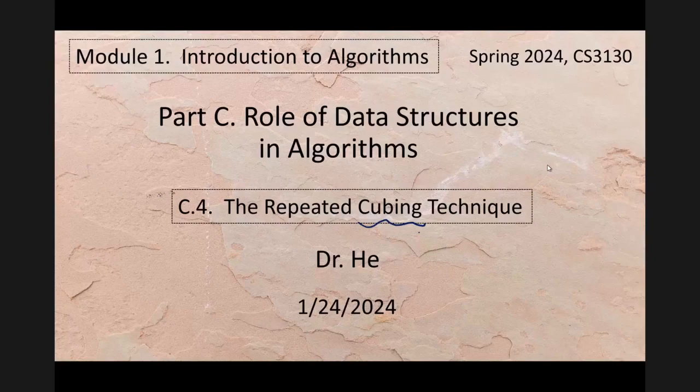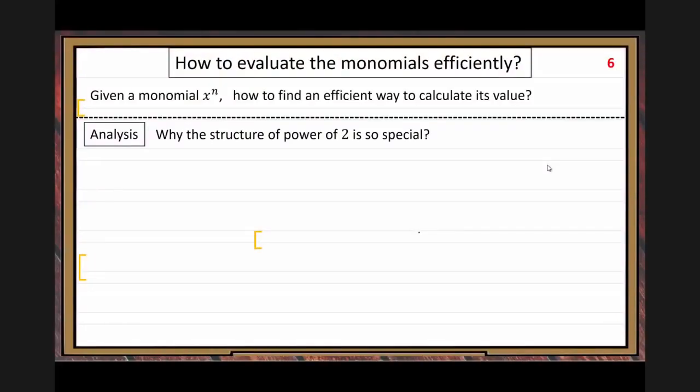So let's go through the same path. Now we need to do some slight modification. Why is the structure of power of 2 so special? Other than power of 2, do we have other ways? Can we work on the structure of power of 3?